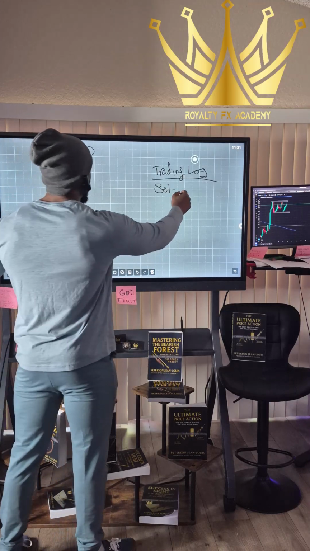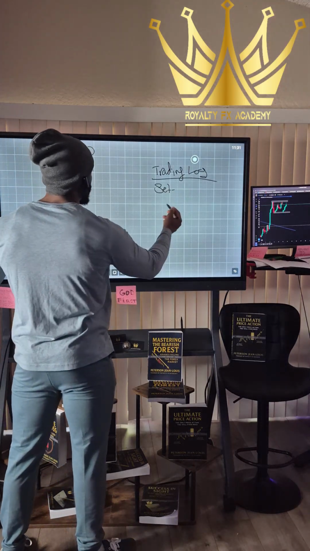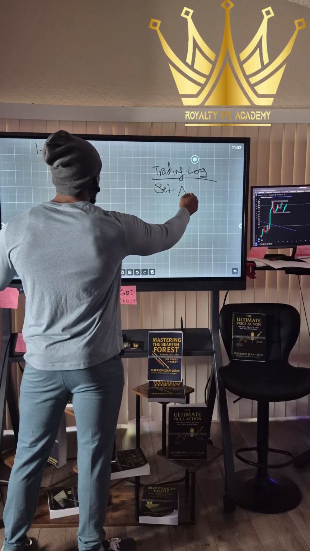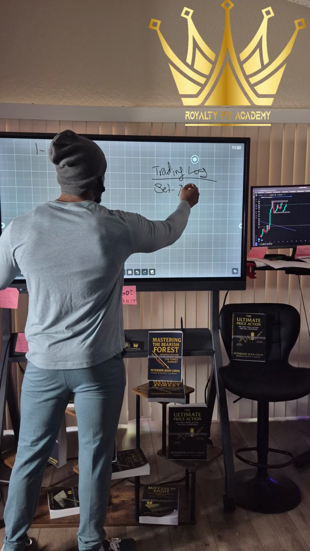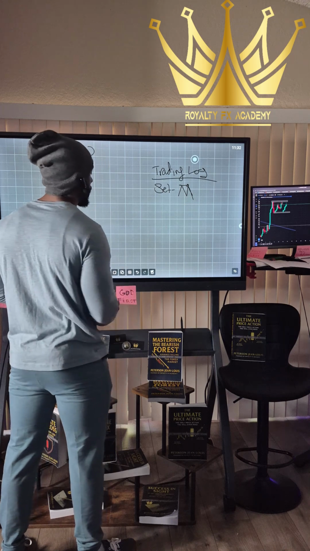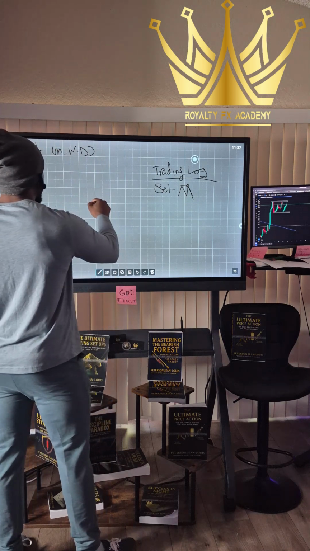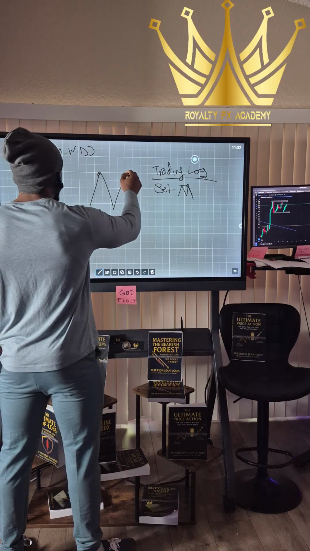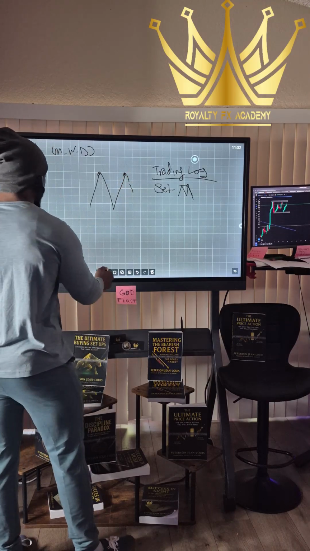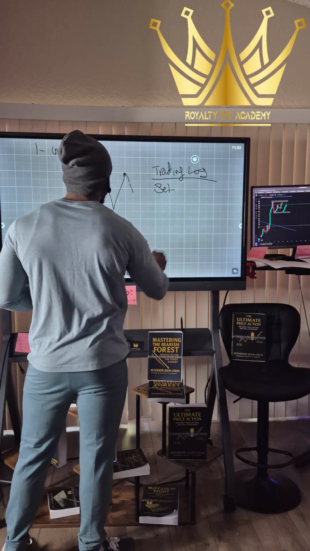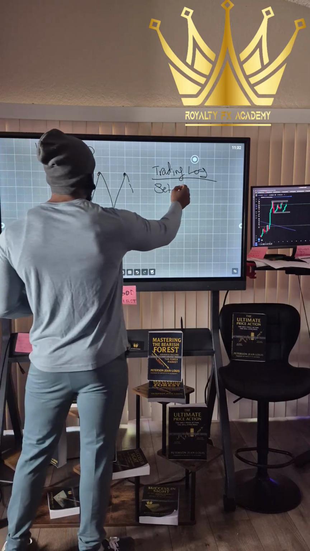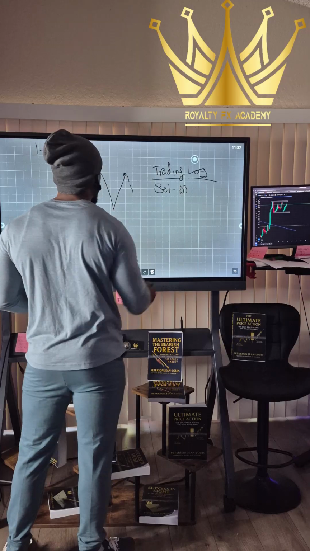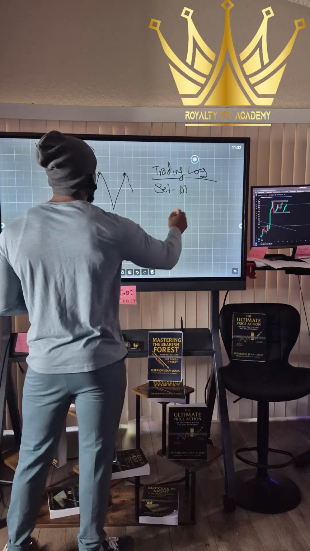Let's just say we have a DT, which is a double top. It will look something like this, where you have two pillars and you're looking for it to sell. Say you have a double top, boom, boom, so you're looking for that sell. The setup will be a double top, so we could just put DT, and then the time frame.